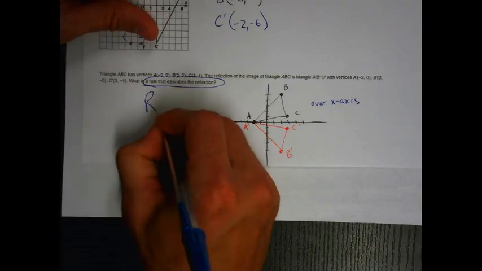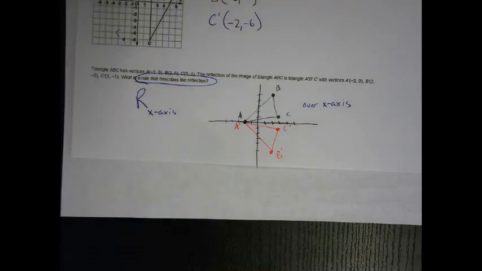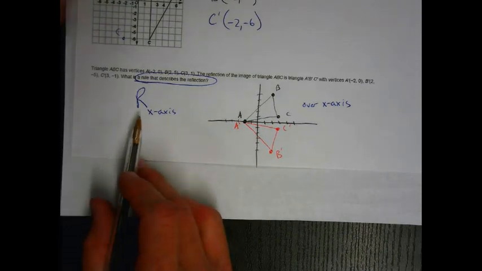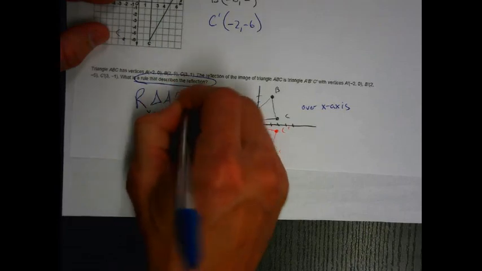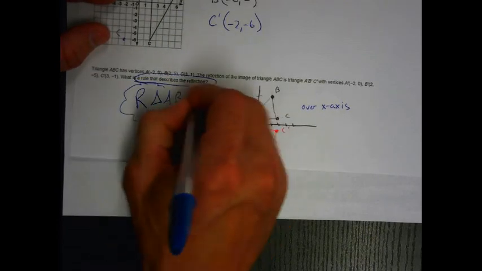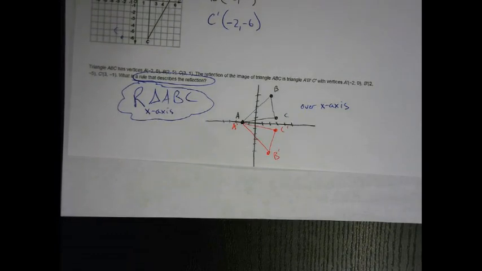Reflection over the x-axis. Okay, we have to remember that format. Again, read these things correctly. Reflection over the x-axis of triangle ABC. There's your rule. Reflection over the x-axis of triangle ABC. Ta-da! Isn't that neat? That's some neat stuff.